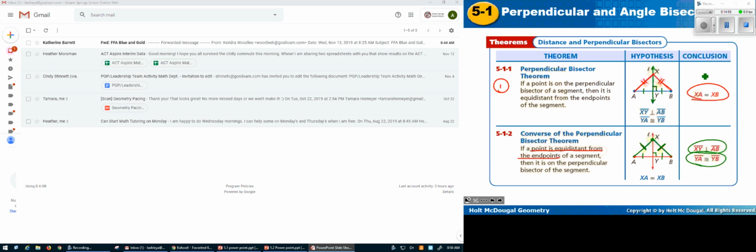Yes, ma'am. Yes, so it depends on which theorem you're using. If you're trying to conclude that the distances are equal, then you would be using the original theorem. If you're trying to conclude that this line is perpendicular and is bisecting, then you would be using the converse.